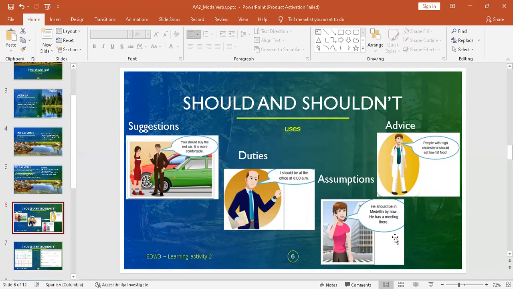Assumptions. He should be in Medellín by now. He has a meeting there. ¿Cierto? Él debe estar ya en Medellín porque tiene una reunión allá. Es algo que yo estoy asumiendo, porque yo sabía que la reunión era a las 8. Ya debió haber llegado. ¿Sí? Y advise, people with high cholesterol should eat low-fat food. Como el consejo o la recomendación también, en este caso de salud, que nos da el doctor.